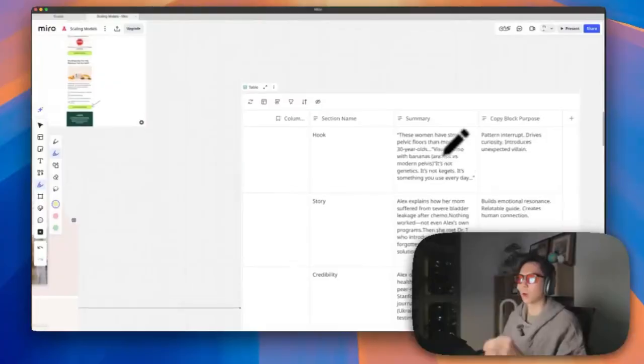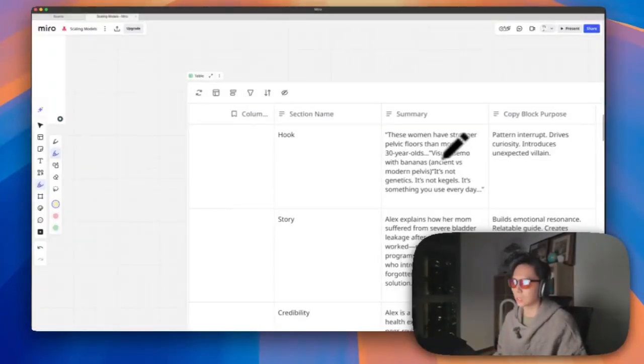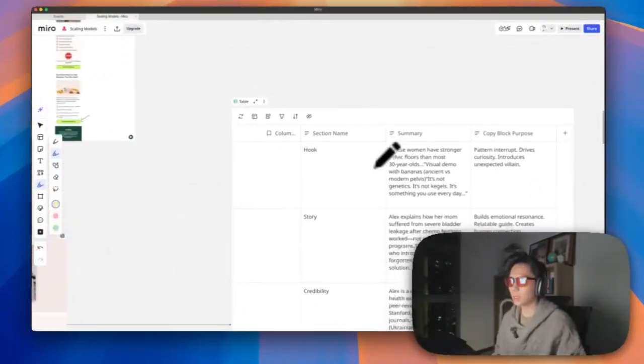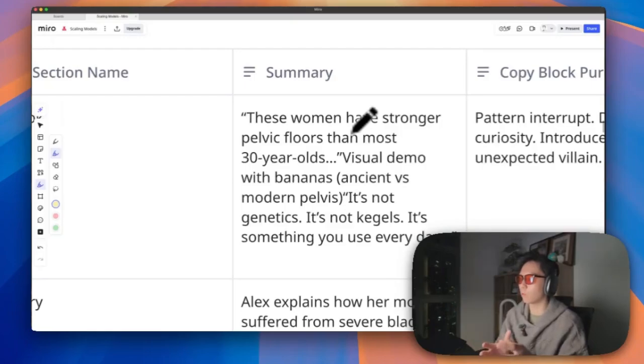I won't go too much into depth on exactly what the VSL script is, but if you want to go and look at their VSL and study their transcript, I think you would glean a lot of insight from it. But essentially, the flow of the entire VSL goes something like this. This lady called Alex, she's a health expert, and she talks about how this specific group of women have stronger pelvic floors than most 30-year-olds.